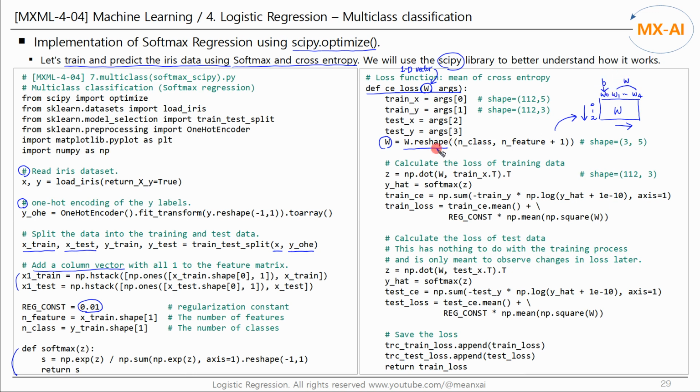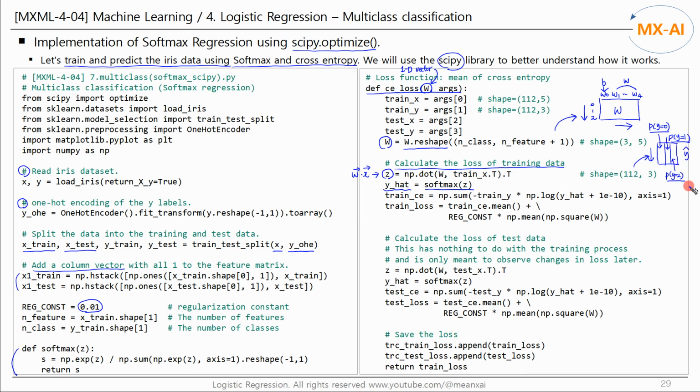Next, we calculate the loss value for the training data. Calculate the dot product of W and train X and convert it to softmax. This is the y hat. The structure of the y hat is like this. The number of rows is the number of training data points, and the number of columns is the number of classes. The first column is the probability that y is 0. The second and third columns are also the probabilities that y is 1 and 2.